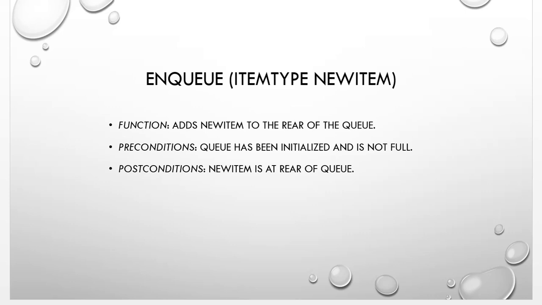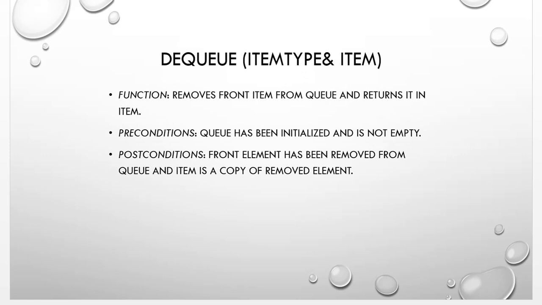So as you are dealing with queues, the queue needs to be initialized and it should not be full. And after you have added an element, the new item is at the rear of the queue. Then what is dequeuing? Dequeuing removes items.